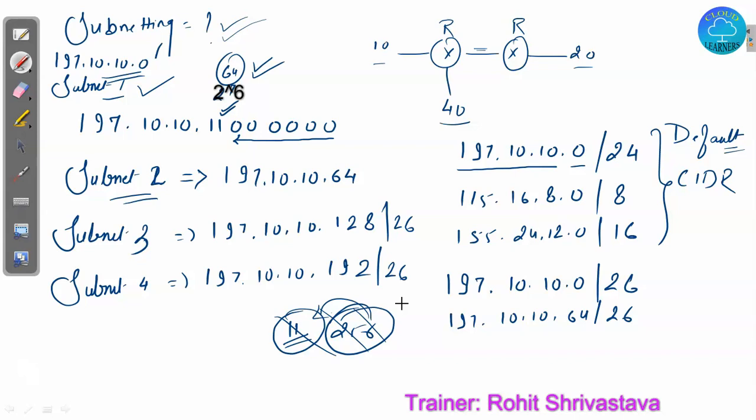So this is how we create the subnets and the CIDR. I hope you got the point. I tried to explain all the things very clearly, step by step. If you have any kind of doubt, kindly do let me know. We will discuss once again.